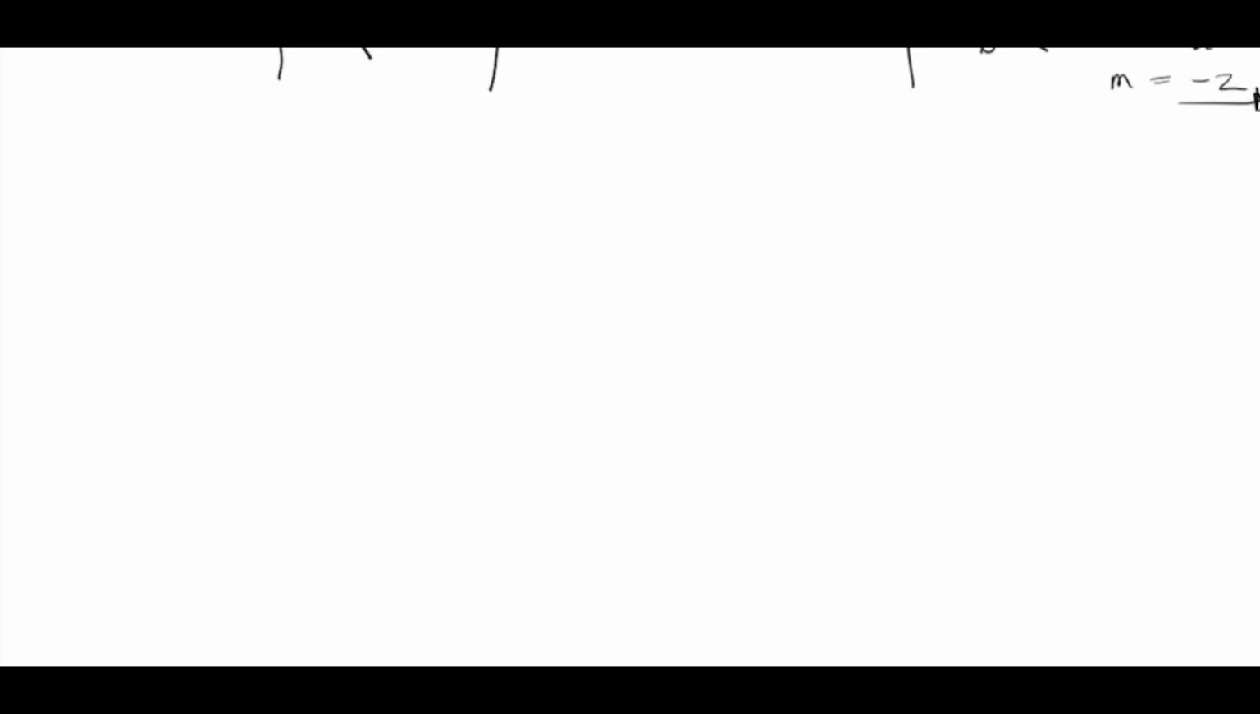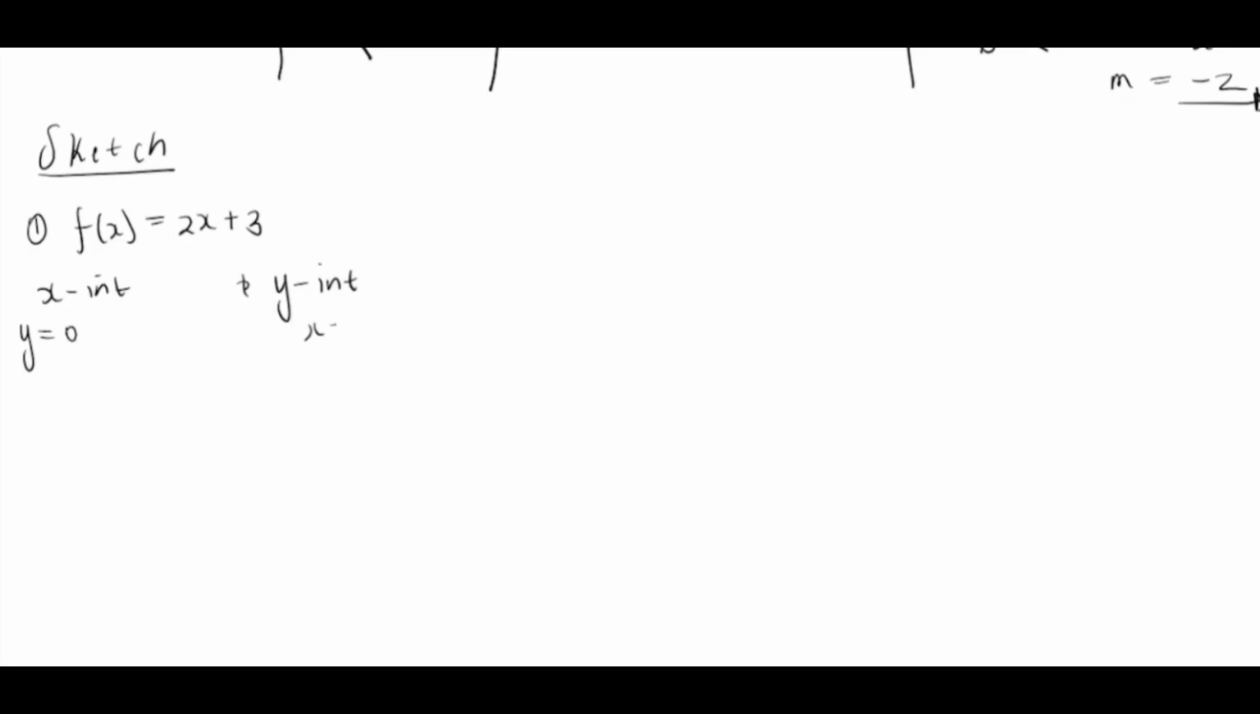Next, we're going to look at how to sketch a straight line graph. Say we are given f of x is equal to 2x plus 3, and the instruction is to sketch the graph. For a straight line graph, you only need 2 points to be able to successfully sketch the graph. Those 2 points are your x-intercept and your y-intercept. Let's find the x-intercept and the y-intercept. For x-intercepts, we let y equal 0. And for y-intercepts, we let x equal 0.